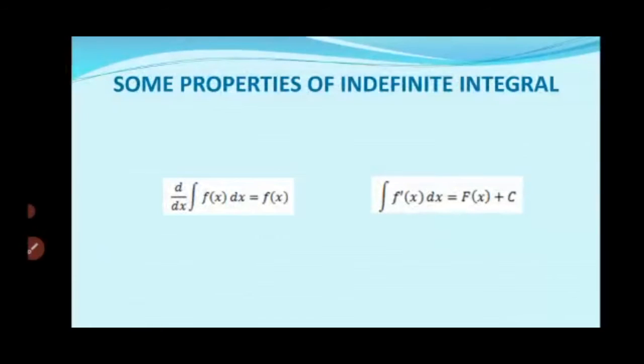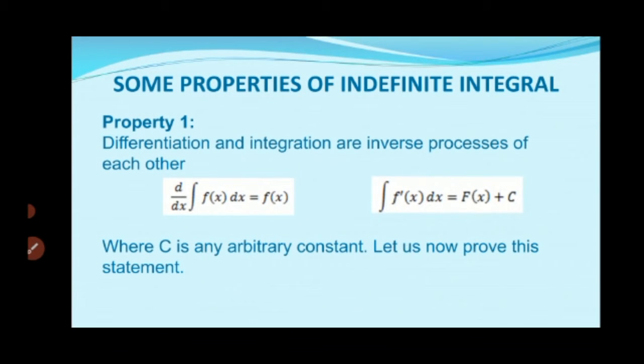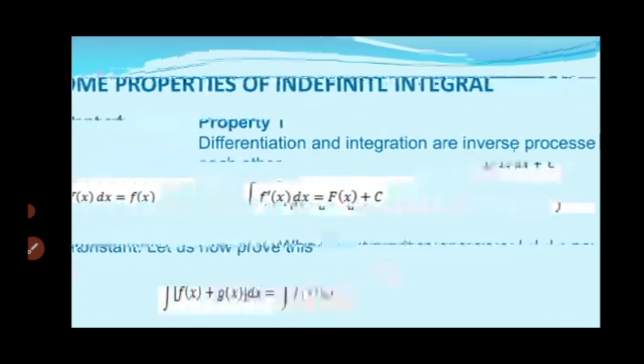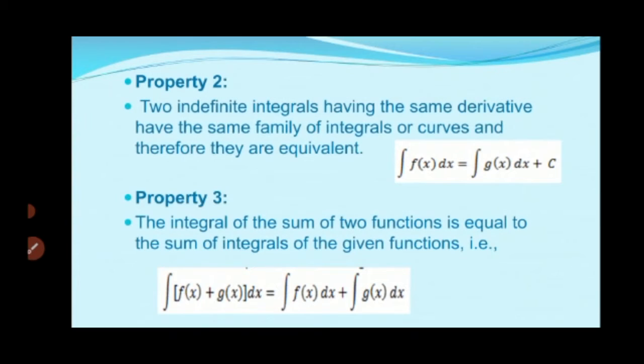Now let us see some properties of indefinite integrals. Differentiation and integration are inverse processes of each other. Just now we have discussed, and it is very clear from the formula which is written there, where c is any arbitrary constant. Now let us prove this statement. Let us see how it happens.